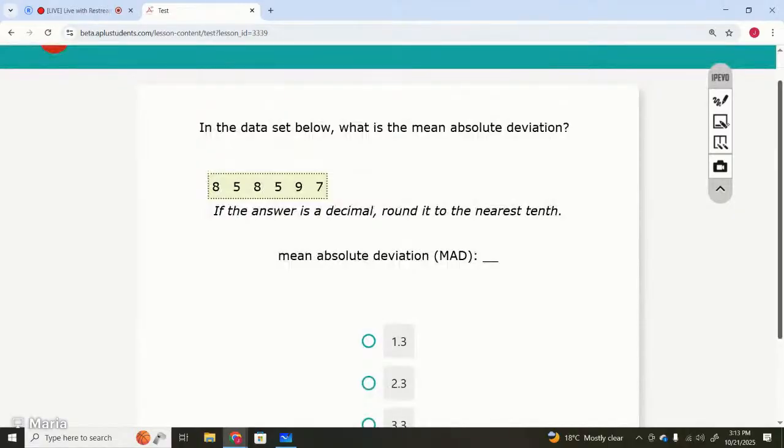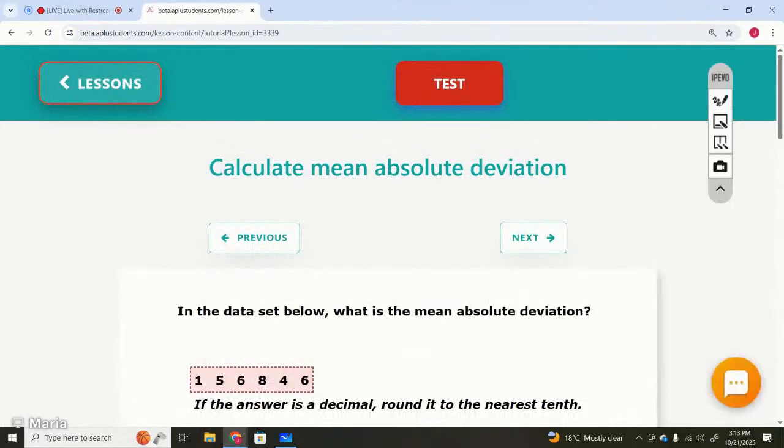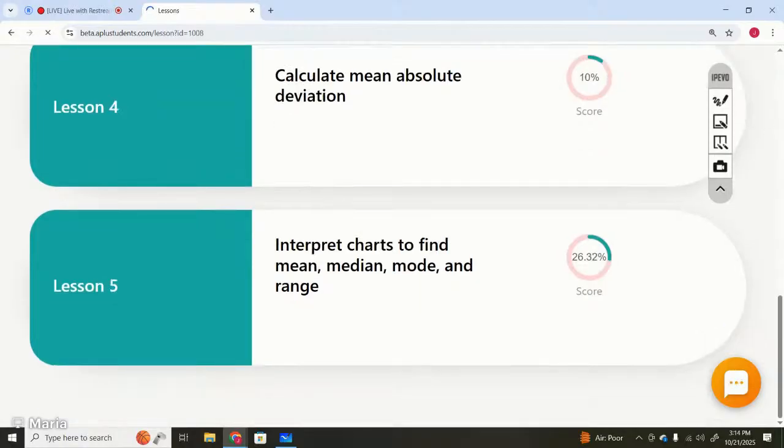Okay, you can complete the lesson by yourself. Let me just move on to the next lesson. Interpret chart in median range.